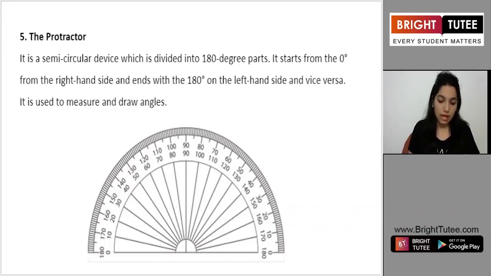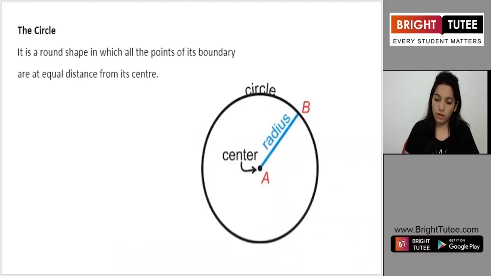Now, let us start with the construction of the most important shape that we use, that is circles, the most interesting shape that we know about. Right, so what is a circle? As you already have a good idea about circles, a circle is a round shape in which all the points of its boundary are at the same distance from the center. Here you can see A, this is the center of the circle. Instead of center, we sometimes call it the origin.